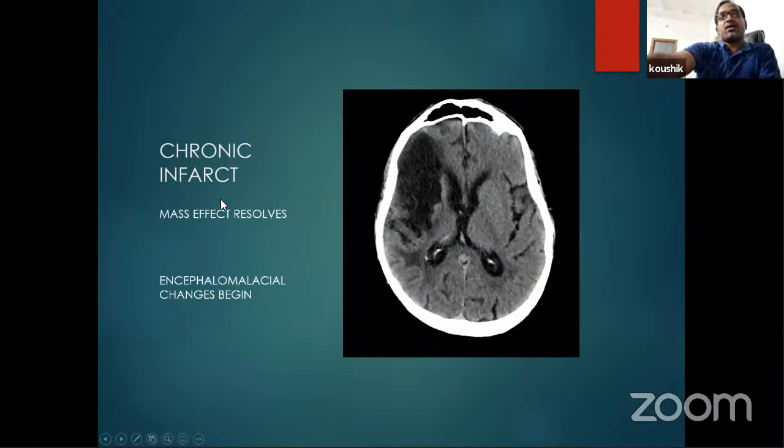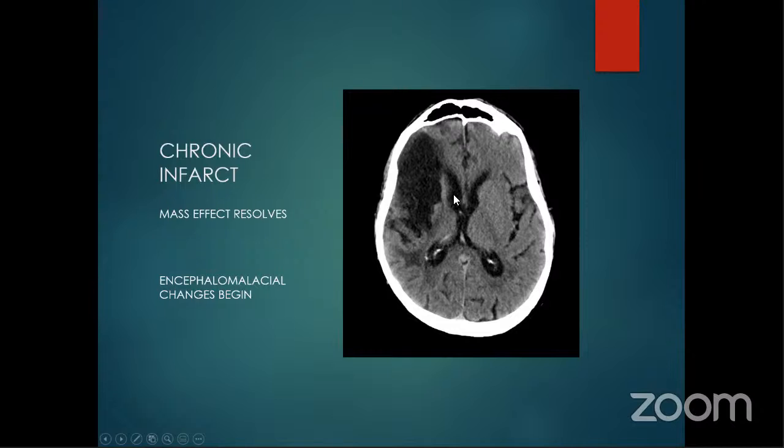Then comes the chronic infarct. Here is the infarct, that is gliosis. In a chronic infarct, the density is similar to that of the CSF. Gliosis density will be similar to the CSF.